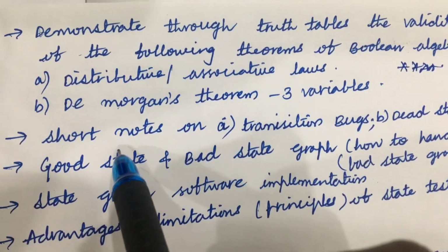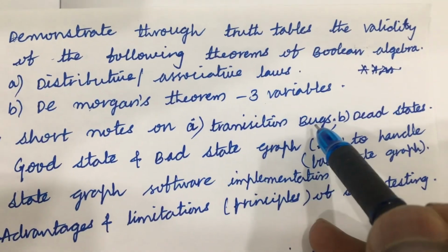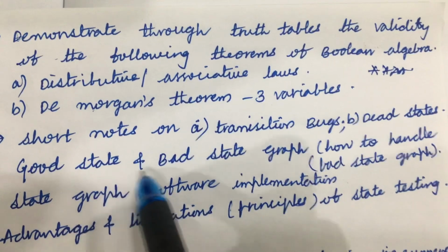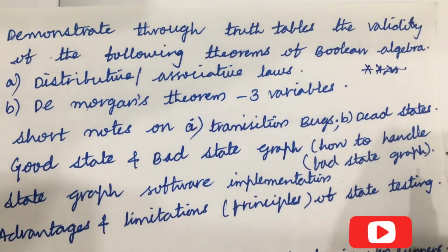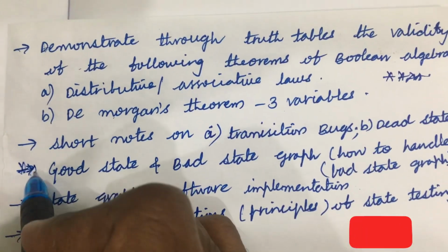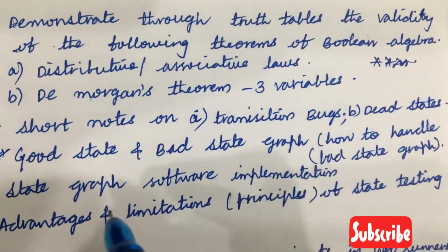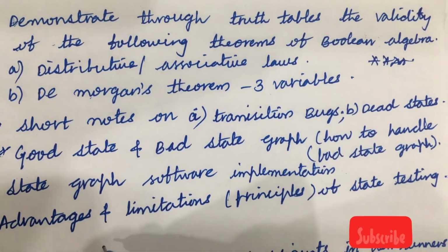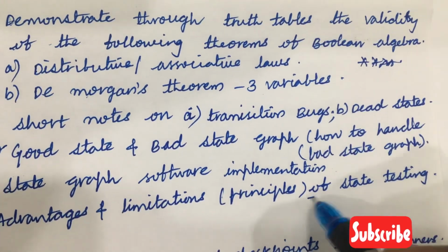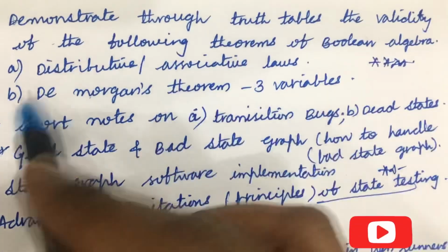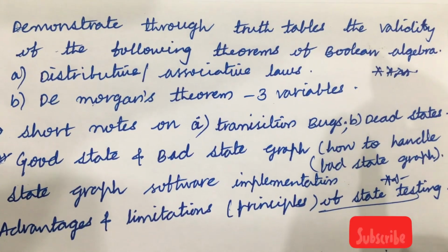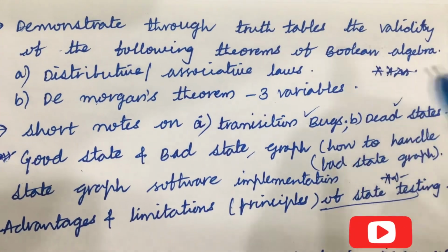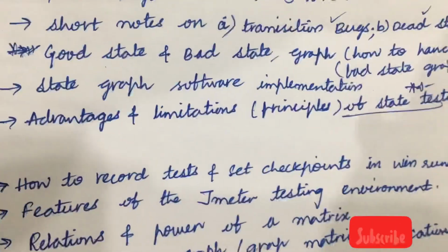Later, explain in detail and write short notes on transition bugs as well as the dead state, and relate with the comparison of the good state versus bad state graph, and how to handle a bad state graph is also one of the topmost and guaranteed questions which we can expect. Later, state graph software implementation as well as the limitations and advantages and the principles of state testing is also one of the guaranteed questions. From these concepts you will be getting 1 question for sure, and you can expect that good state as well as bad state, as well as the transition bugs and dead states. Make sure to work out accordingly to score better marks.